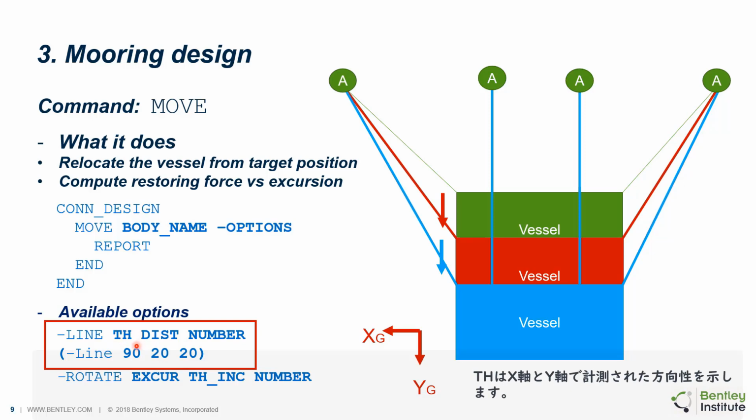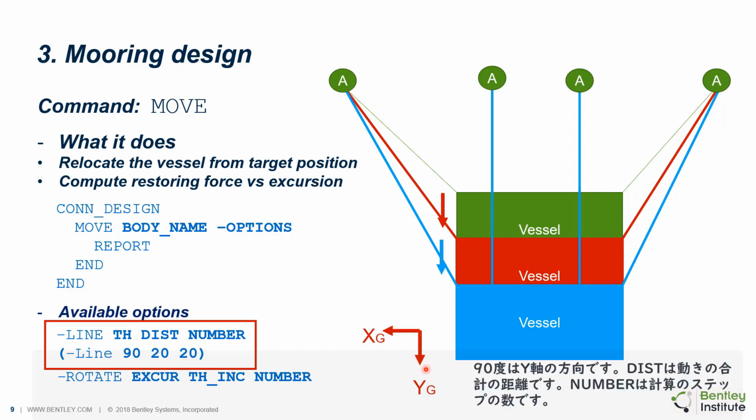TH here is the direction measured from the global x-axis, positive toward the global y-axis. So 90 degrees is the global y direction. Distance is the total distance of the movement. And here number is the number of calculation steps. So the step size at each step is calculated by MOSES, and it is the quotient of the distance and the number of positions.